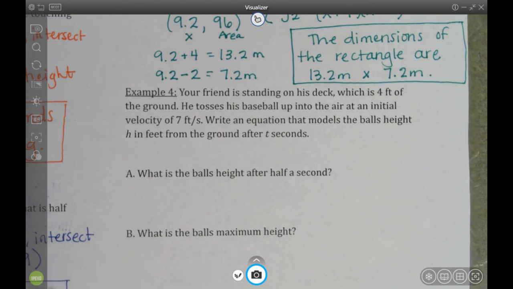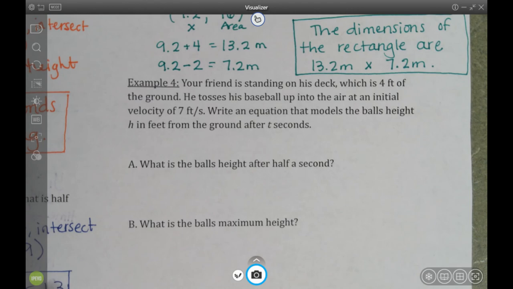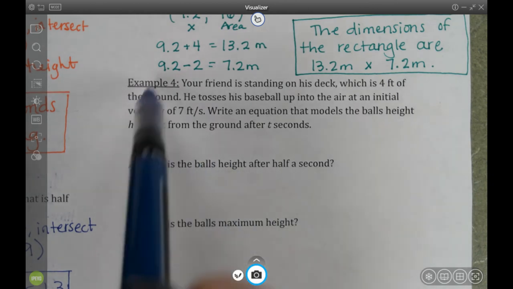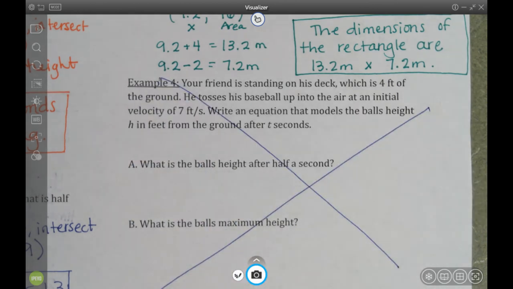Okay, I don't like example 4 because they don't tell you how tall the friend is and it's kind of weird. So we're actually not going to do example 4. Okay, and that is it. That is quadratic applications. So all the things you need are in that calculate menu, which is at second trace.